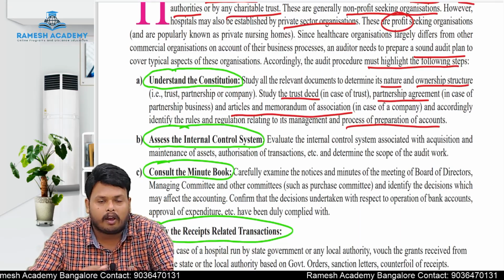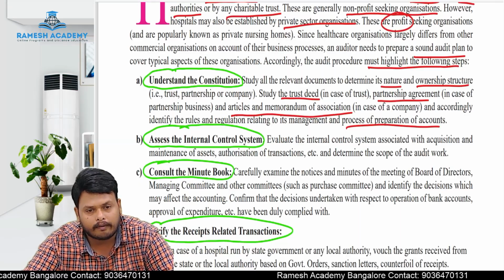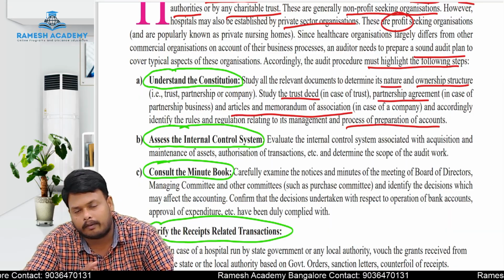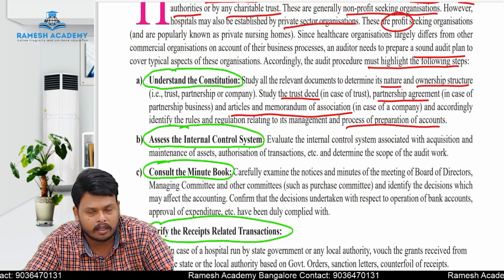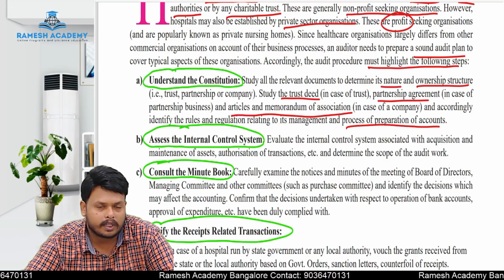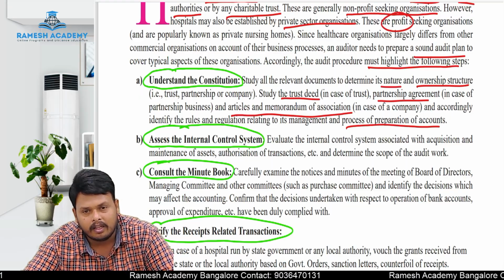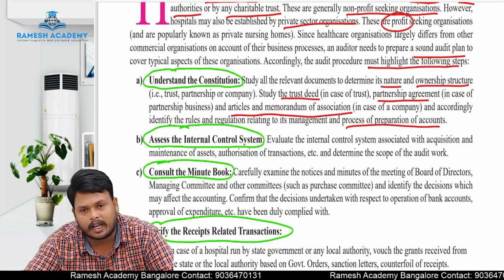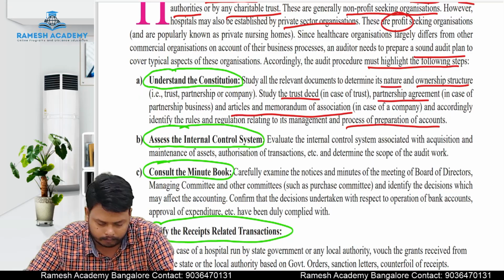Next, if the health organization is opened in the name of a company, then in that case he has to go through the memorandum of association and articles of association, and he has to identify the applicable rules and regulations, what the management is, and what the process of maintenance of books of accounts is. All these things the auditor has to understand in the constitution.